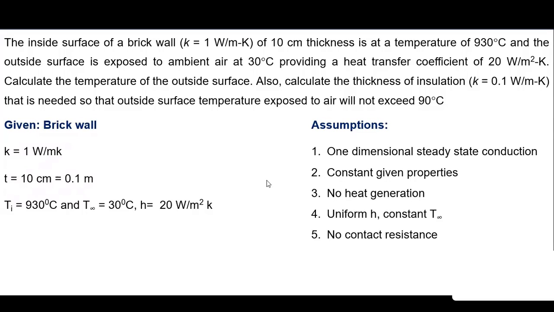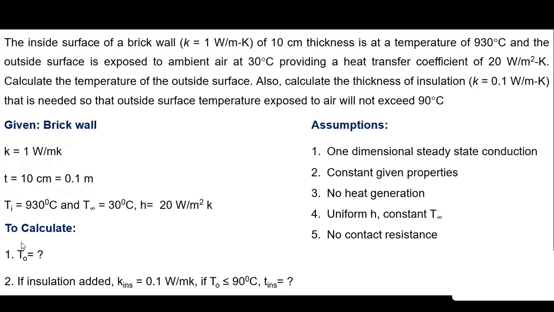So, what are the assumptions in this problem? Already we know that it is going to be one-dimensional steady-state conduction. We are going to assume all these properties of the object remain constant. They are not going to change, particularly the conductivity value, because we know that conductivity may vary with temperature. But here we are going to treat it as a constant. So there is no internal heat generation. The value of h and the fluid temperature are going to remain constant and uniform over the entire surface of the brick, and there is no contact resistance when the insulation is applied. So with these assumptions, we can proceed.